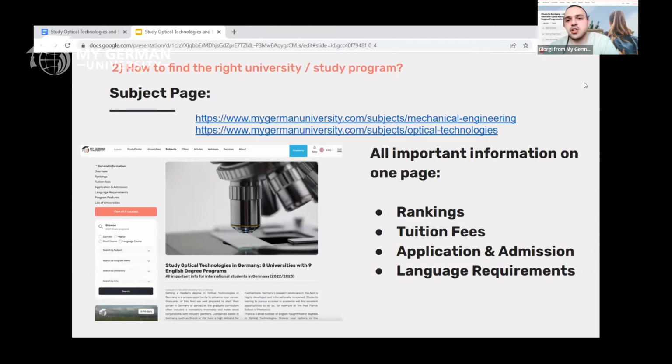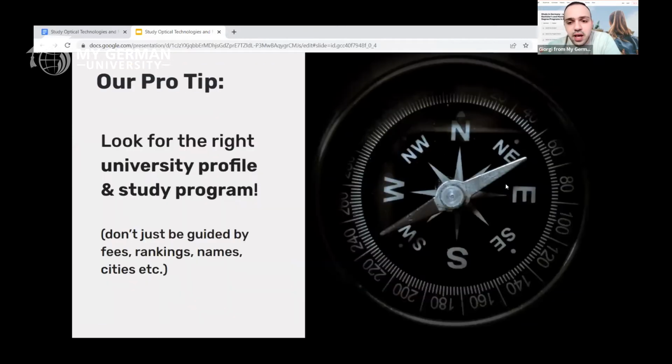Our suggestion for those who do not yet know what it is about to study mechanical engineering or optical technologies in Germany, and want to have an idea of, for example, what to expect in terms of fees, rankings of universities offering these programs, application, admission, and language requirements: all very general information, but at the same time really important as a first step. So we have subject pages for each subject that we have presentations and webinars on, for example a subject page on mechanical engineering and optical technologies separately. I think Annette has already shared the links in the chat, but if not, please, Annette, whenever you have time, share these two links with our guests. I think it will be really helpful.